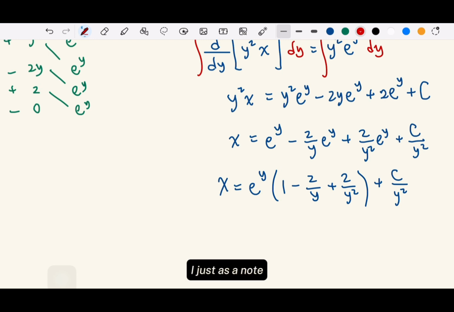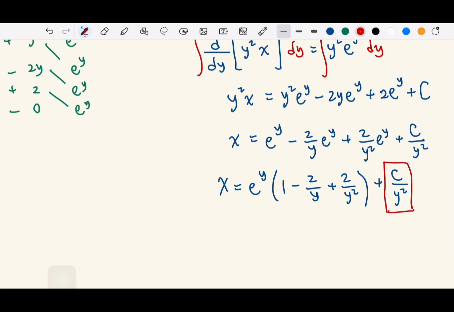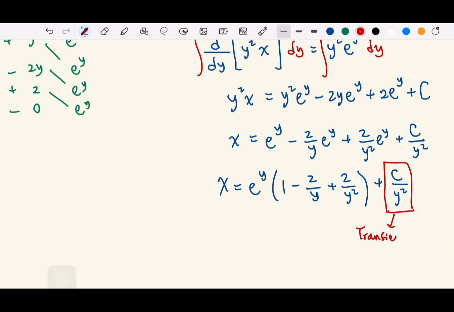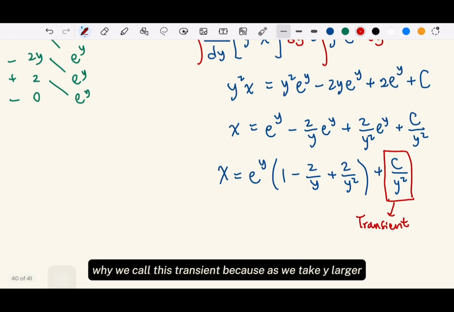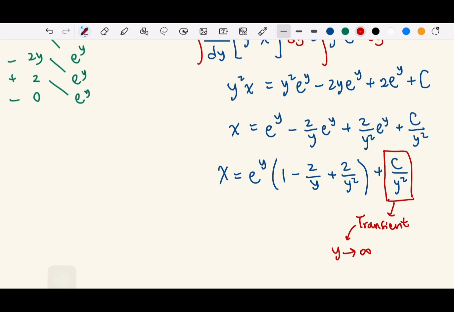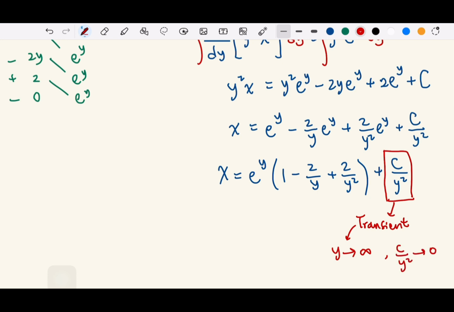And just as a note, I think later we'll discuss more about this in the higher order differentials. So we call this transient. Why do we call this transient? Because as we take y larger, the whole thing becomes 0. So that's why we call this transient.